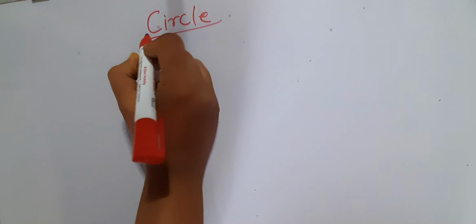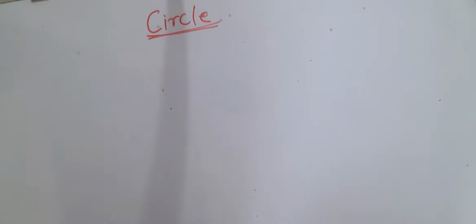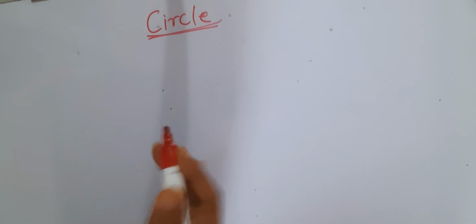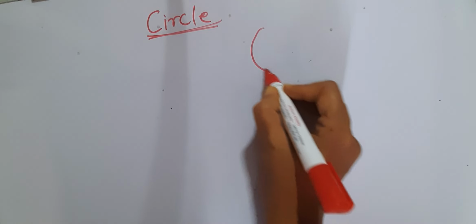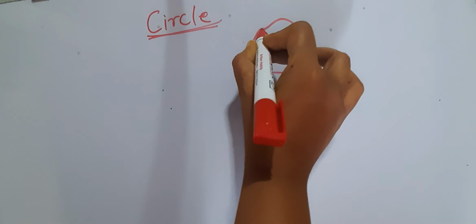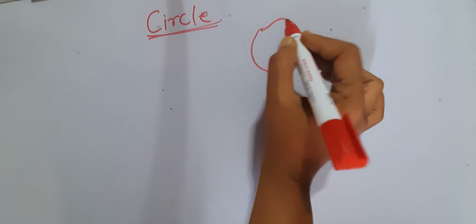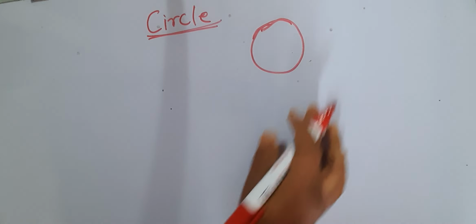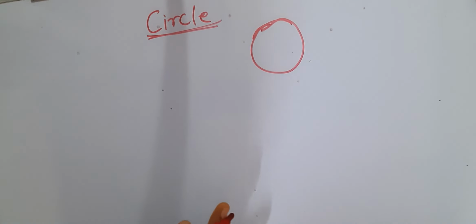In today's video, we'll learn about the next curve shape, that is circle. We'll learn about circle and the various properties and concepts of circle. So let's start. First we'll learn what is circle. Circle is a closed curve. We have seen different types of curves in our previous video. Circle is a closed curve where all points on the circle are at the same distance from a fixed point.